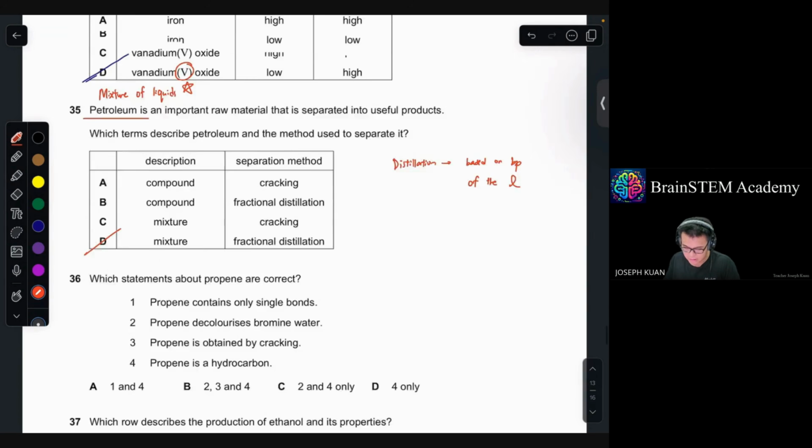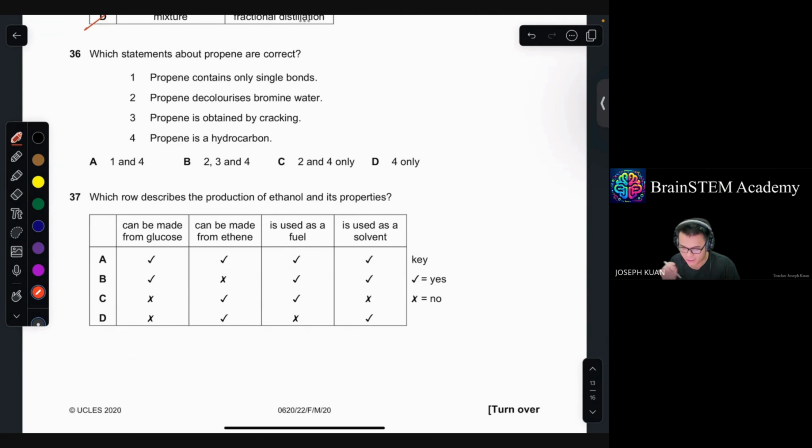Moving on to question 36. Which statements about propene are correct? Allow me to draw the structure of propene first. When you see the word prop, it means 3 carbons. When you see the word "ene," it means that this organic molecule has a carbon-carbon double bond. So it has 3 carbons, right? Then fill in the rest of the gaps available with hydrogen atoms, and make sure that each carbon has 4 lines because carbon is a group 4 element.